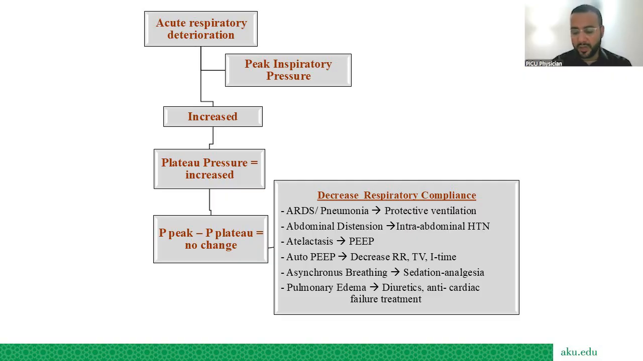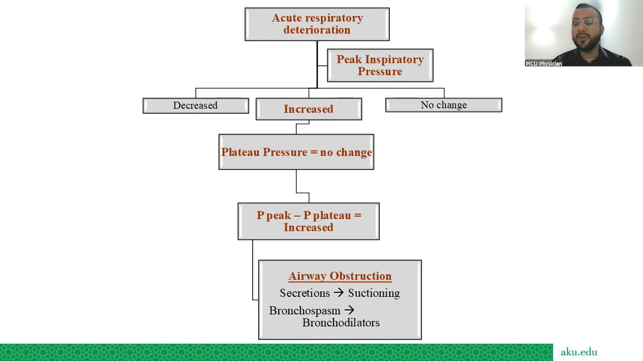Okay, so this is the interpretation of that. Scenario number two: if you check during the problematic phase and P peak has increased but P plat is the same, that means the difference between P peak and P plat would be increased. The interpretation of this scenario is there is some airway obstruction, either secretions or bronchospasm.